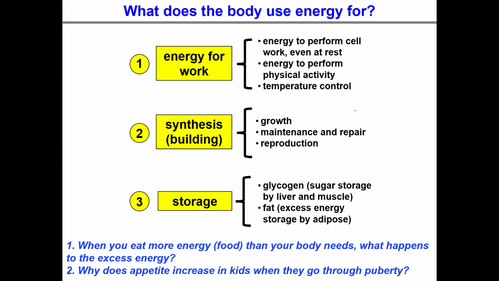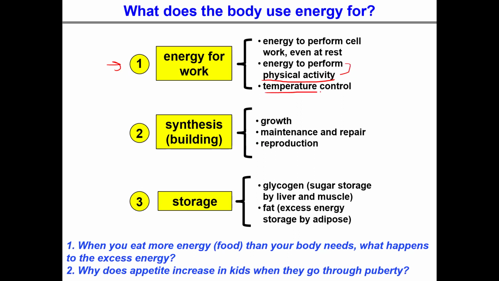Now, what does your body use this energy for? There's going to be three major components or three major parts that require energy. One of the very first ones is just to do work. We need it in order to perform cellular work, even at rest, meaning that we need energy in order for your cells just to run and maintain themselves. We also need it to perform physical activity. So again, anytime you're doing anything, talking, breathing, thinking, moving, any of those are going to require energy.